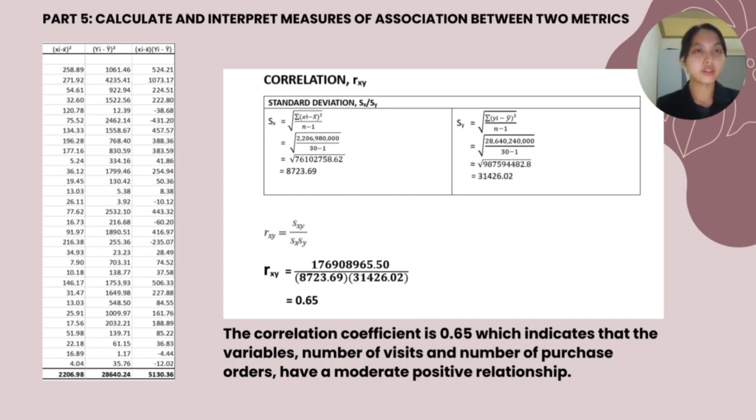As for the correlation, we use the formula Rxy equals Sxy divided by SxSy, which is the standard deviations, and we will get 176908965.50 divided by 8723.69 multiplied by 31426.02. So we will get the answer 0.65. Then the correlation coefficient is 0.65, which indicates that the variables, which are the number of visits and the number of purchase orders, have a moderate positive relationship.